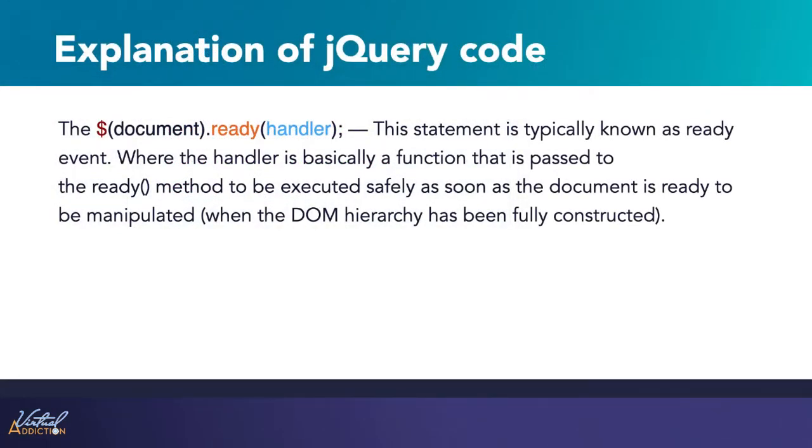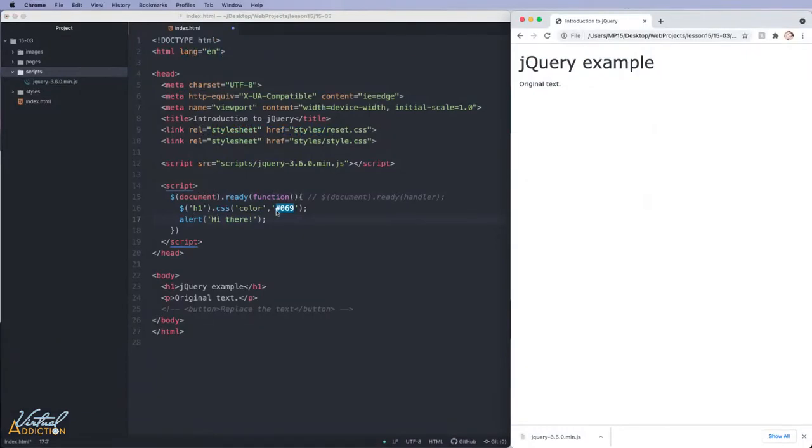You can think of this as document.ready and then have handler in the parentheses, where the handler is basically a function that is passed into the ready method to be executed safely as soon as the document is ready to be manipulated. In this case, that's when the DOM hierarchy has been fully loaded or constructed. Inside the curly braces, we'll put the steps that we want to occur.